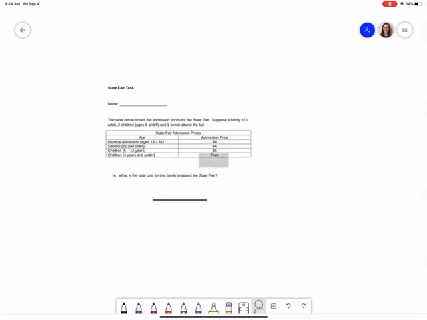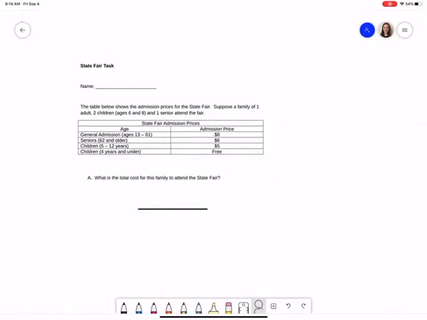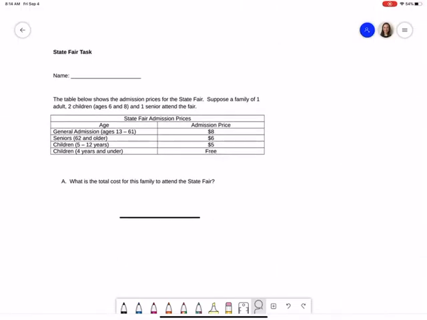The table below shows the admission price for the state fair. Suppose a family of 1 adult, 2 children, ages 6 and 8, and 1 senior attend the fair. What is the total cost for this family to attend the fair? So we like problems like this because these are real-world problems, and you might actually have to figure out something like this. Okay? So we're going to walk through this step by step. Okay? So we're going to look at each one individually.